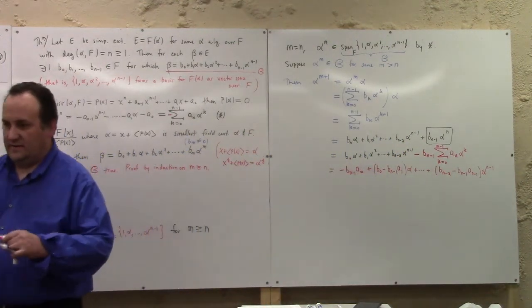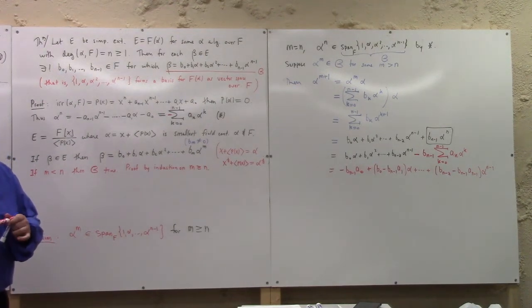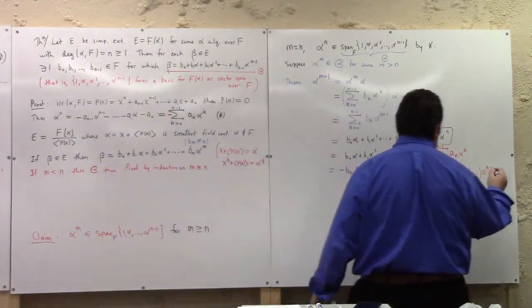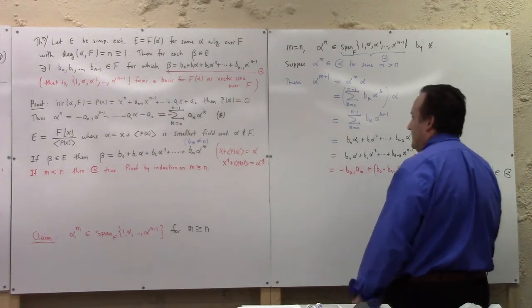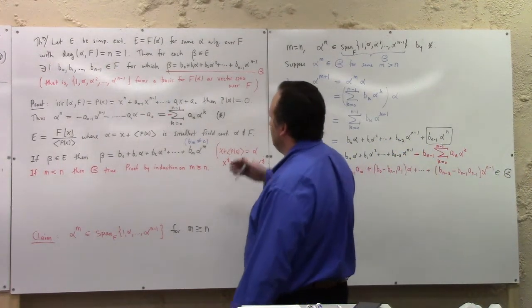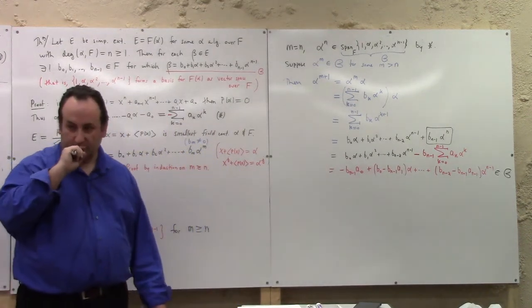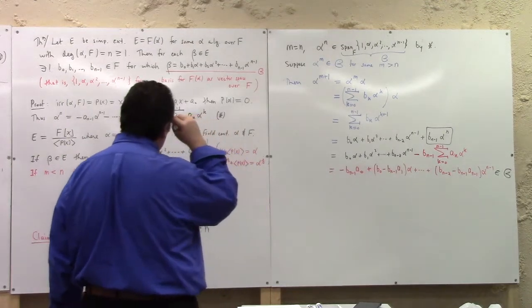So I'm just collecting like terms, and now that's an element of the span, which then proves the induction step. So this is an element of the span. Therefore, at least the spanning claim is true by mathematical induction. All right. The uniqueness, all right.